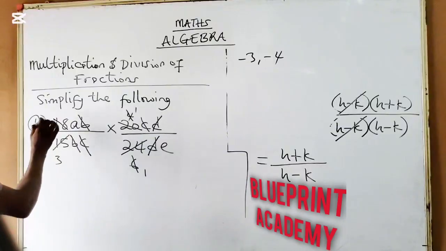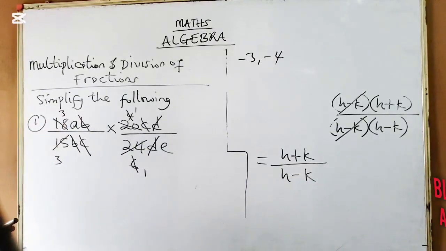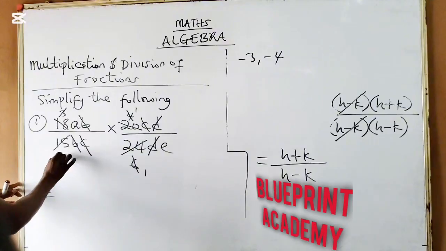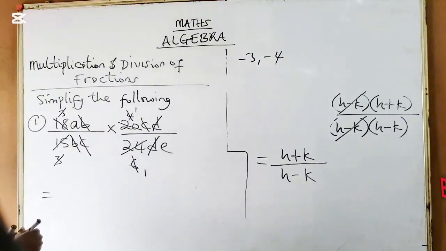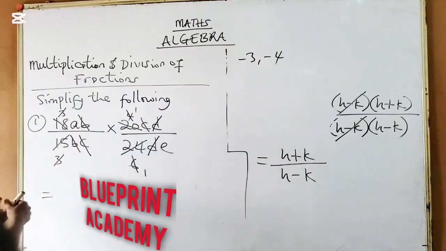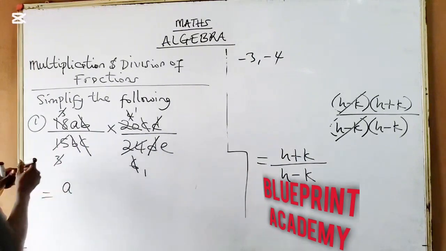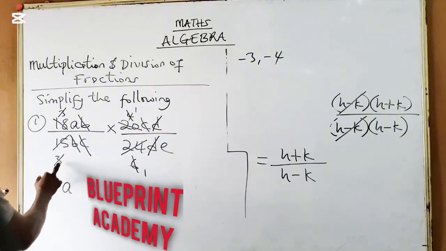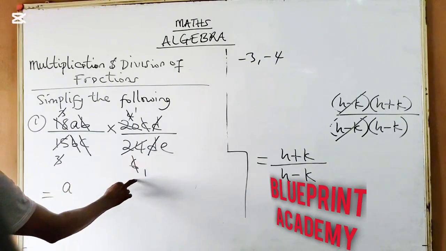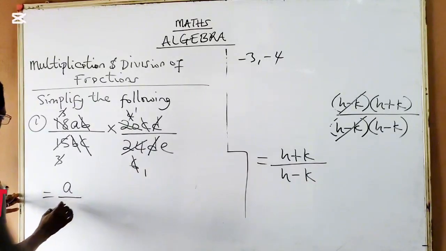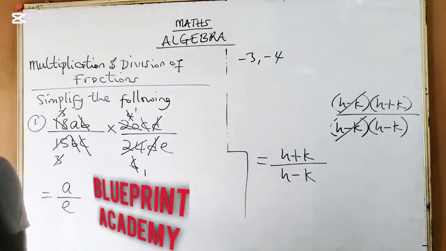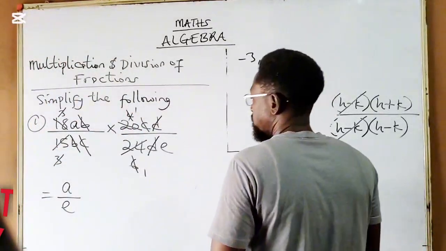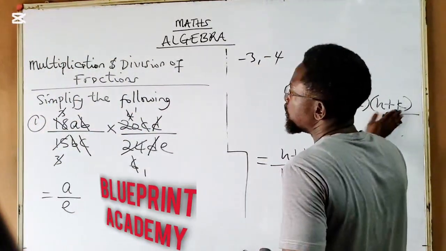Then 6 into 18 gives us 3 in the numerator. So now, this 3 up here in the numerator, we cancel this 3 in the denominator. For this part here, we are left with a. For this part, we have cancelled everything. Then for this one, we've cancelled everything except for the e. So the final answer becomes a over e. That is the answer to that particular question.